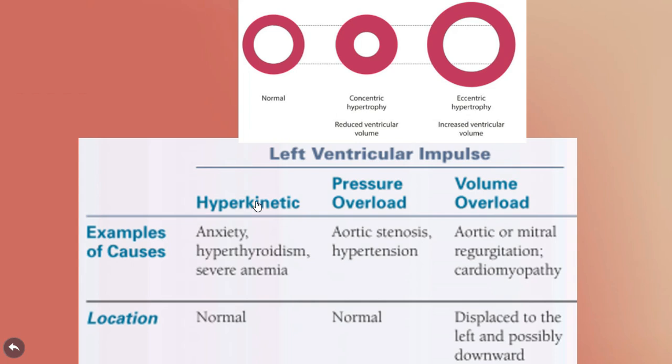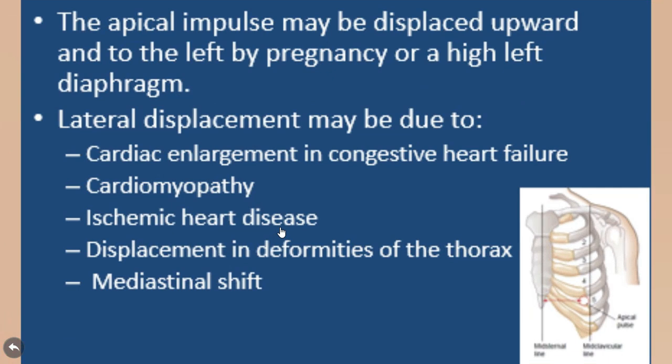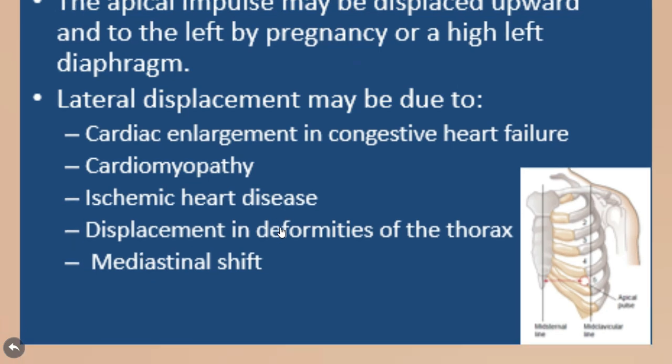Okay, so hyperkinetic states can be due to anxiety, hyperthyroidism, severe anemia, fever, or pain. Okay, so the apical impulse may be displaced upward and to the left by pregnancy or a high left diaphragm. Lateral displacement may be due to the following: cardiomyopathy, ischemic heart disease, and intestinal shift.